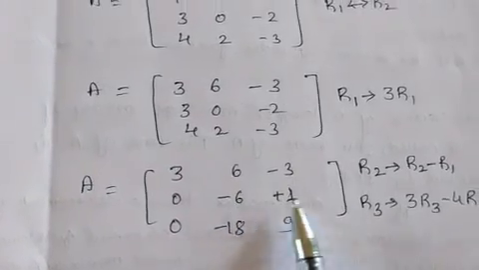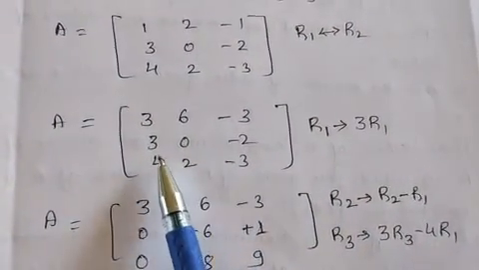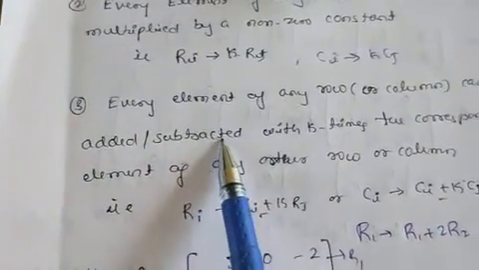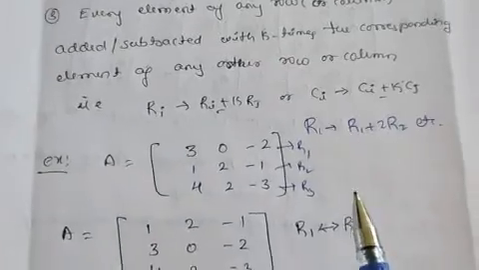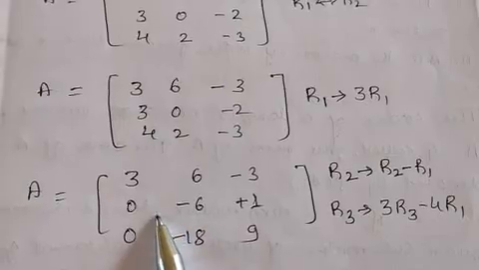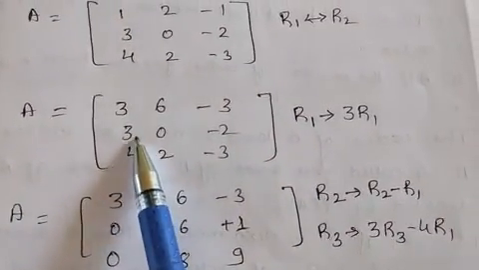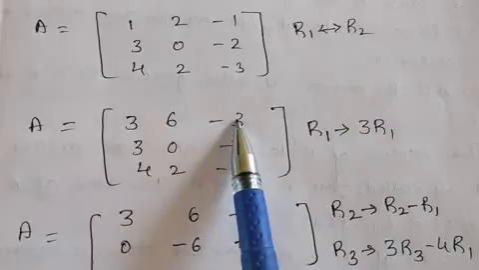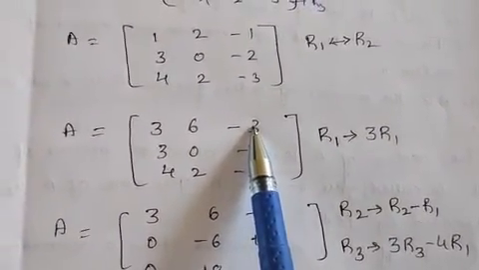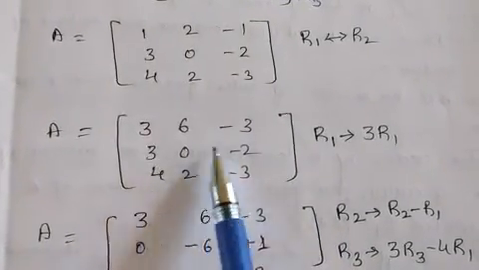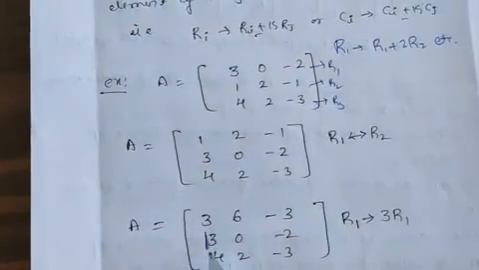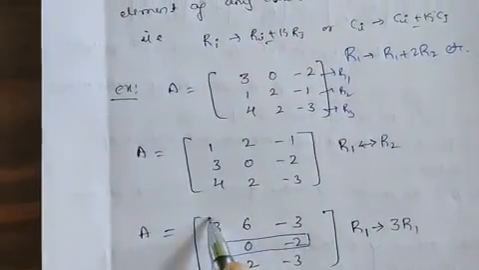And like this also we can do here. We can change R2 changes to R2 minus R1. That is the third point. Every element of any row can be added or subtracted by k times of the corresponding element of any other row. So R2 changes to R2 minus R1 we can do. This is very important, because for finding the rank of the matrix we use elementary transformation. This is R2 and this is R1, no? Like this it is. This is R2, this is R2 and this one is R1.